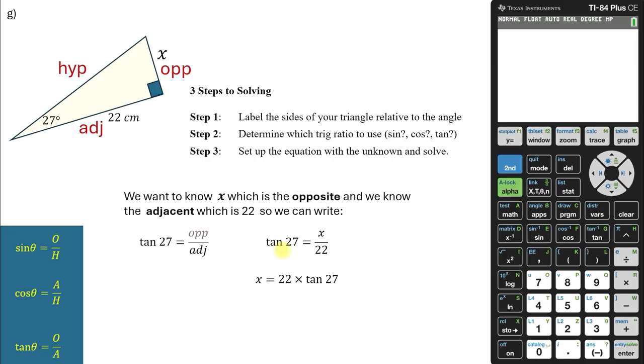Go to our calculator. We need to calculate x equals 22 times tan 27, which gives us 11.2.